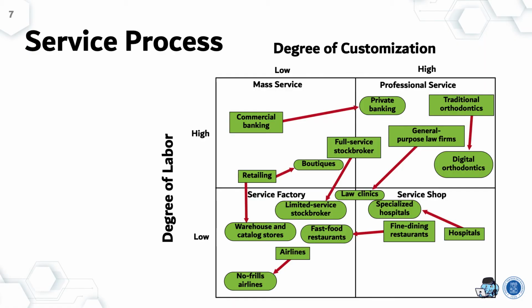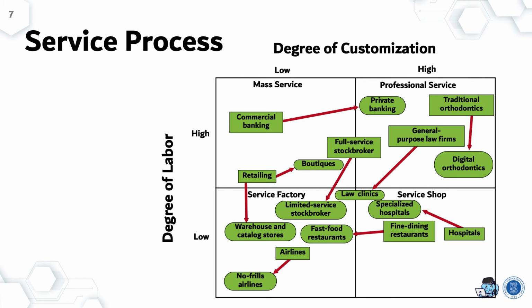In the service sector, processes can be categorized based on the degree of labor, or number of labor, we can say that, and the degree of customization. A service process having a high degree of labor and low degree of customization is called mass service, for example, commercial banking. Oppositely, the process that has a low degree of labor and high degree of customization is called service shop. Concrete examples of this type of service process are fine dining restaurants and hospitals.